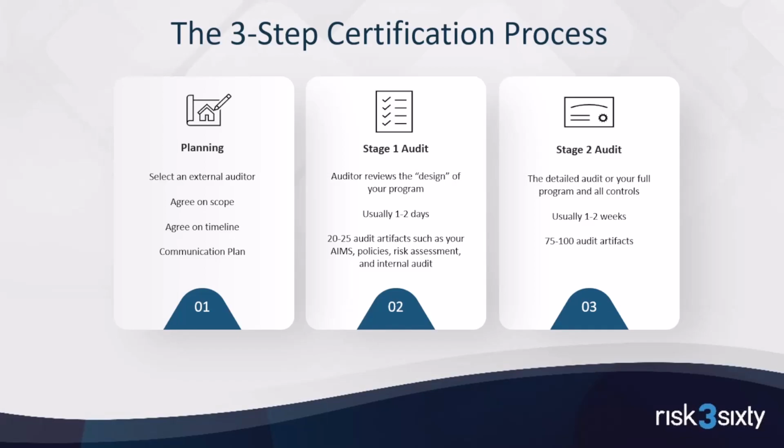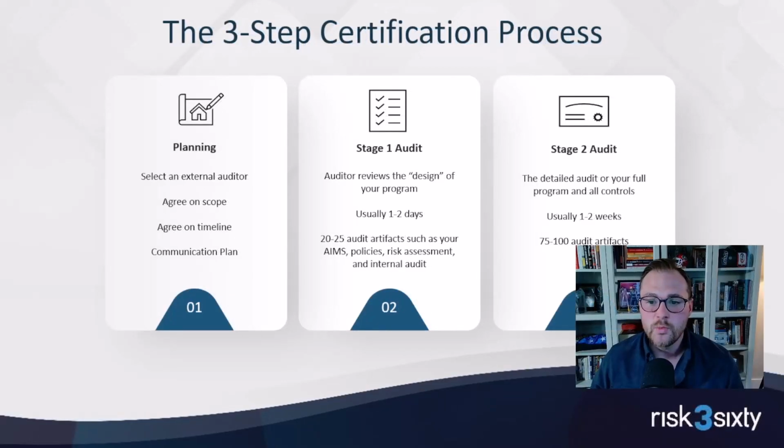Then a few weeks later, or whenever you agree, you're going to execute what's called a stage 1 audit. A stage 1 audit is when the auditor reviews the design of your program. So they're going to look at your aims, your management system, governance, and your policies. What they're looking for is comfort that you're ready for the full-blown stage 2 audit. So you can think of that as a design audit.